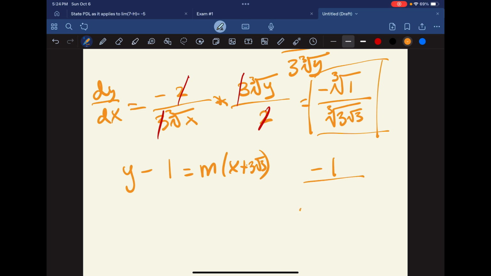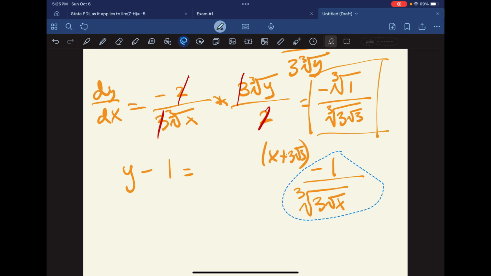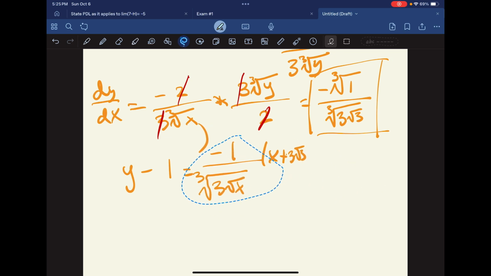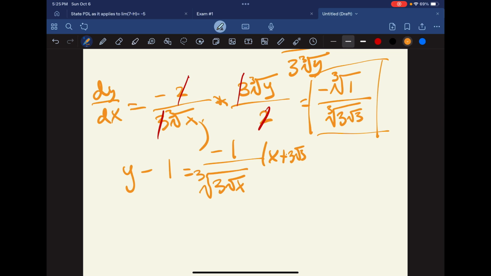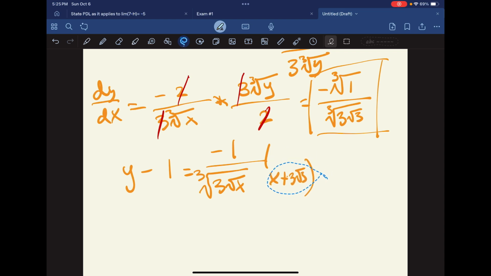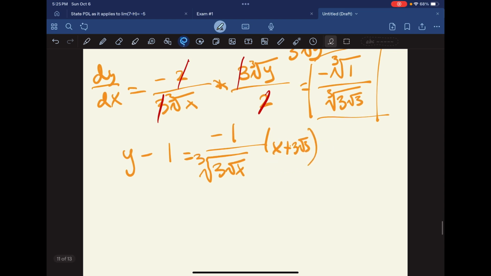And then I would probably leave this alone. Just leave it like this. Plug this in where you see m. Make some room for it first. Something like this is how you would answer this question. Yeah, you get the idea. This would be your answer.